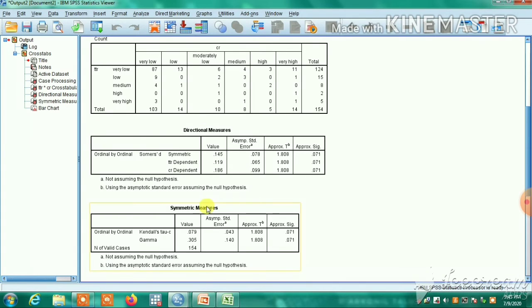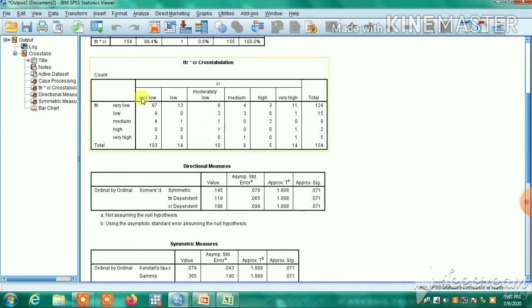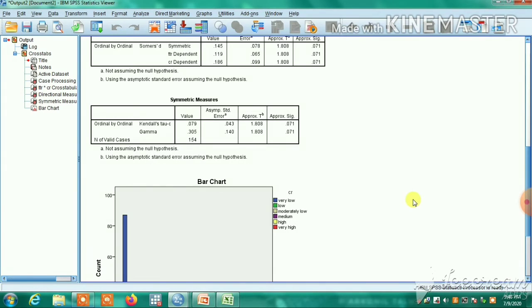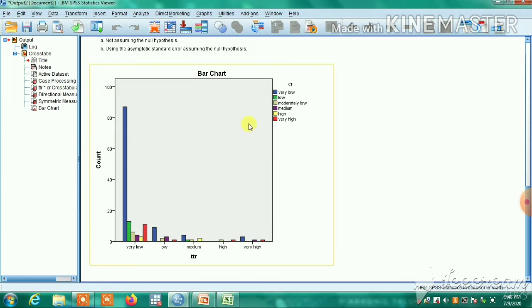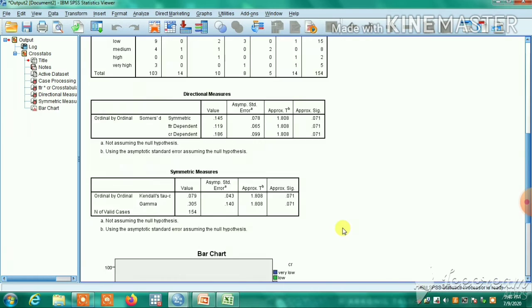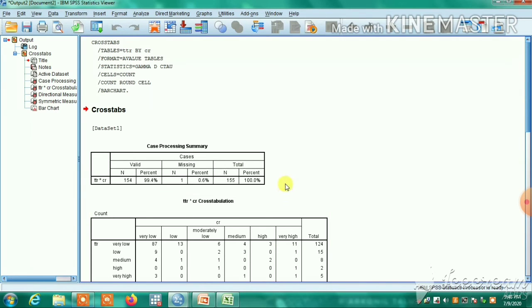This statistic also provides symmetric measures, that is ordinal by ordinal Kendall's tau-b, which is similar to the Somers D statistic. And another thing is gamma. Gamma provides the value 0.305, but this statistic is not suitable when the number of rankings is more than 3. So we should not consider gamma also. Similarly, this provides the bar chart showing the two variables. So in this way we can calculate Somers D considering the two variables, the number of COVID cases per lakh and the tourist's arrival.